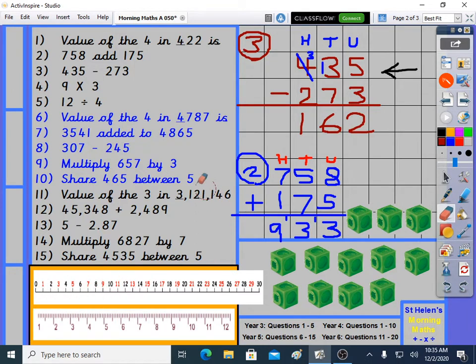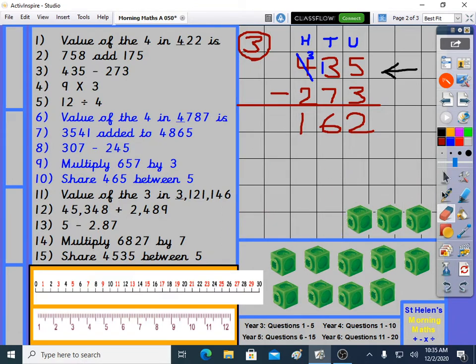And we can go on to question 4. Times, 9 times 3. At the moment, for times, we are just singing our songs to practice. 9 times 3. So I'll sing my 3s up to 9 fingers. 3, 6, 9, 12 and 15, 18, 21 and 24, 27. We get 27.